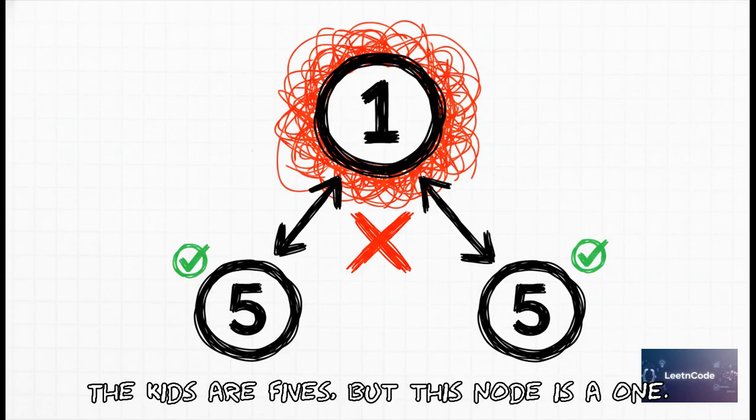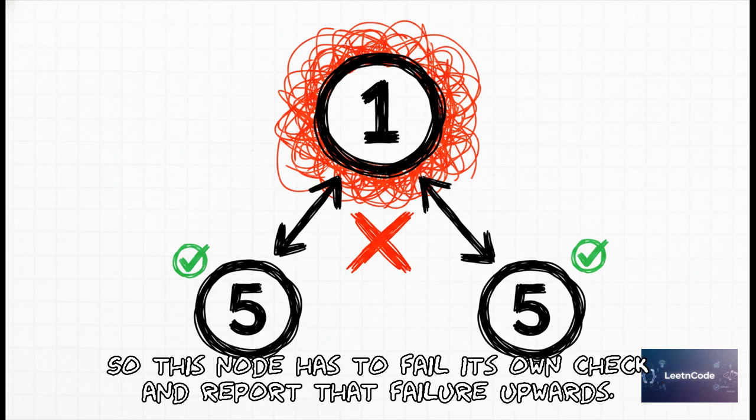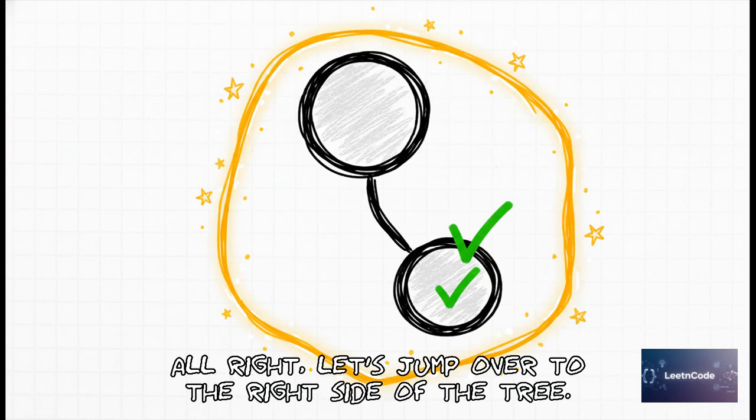Uh-oh, the kids are 5s, but this node is a 1. That's a mismatch, so this node has to fail its own check and report that failure upwards. All right, let's jump over to the right side of the tree.